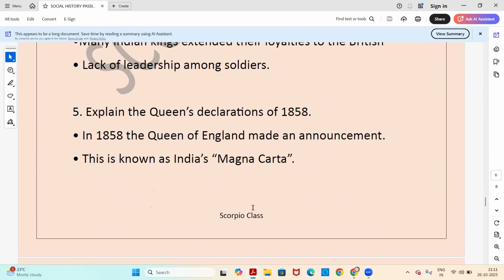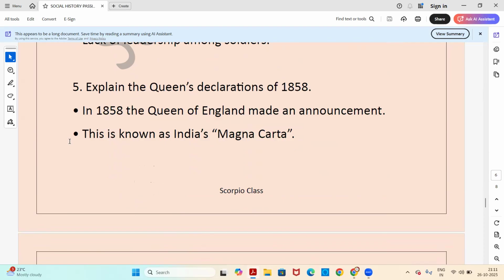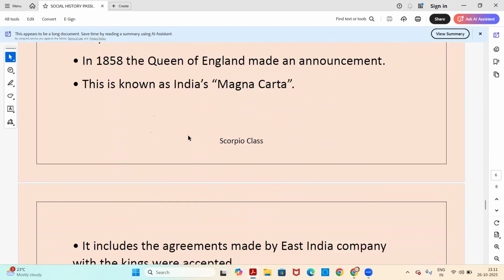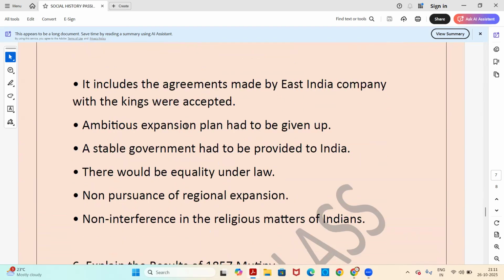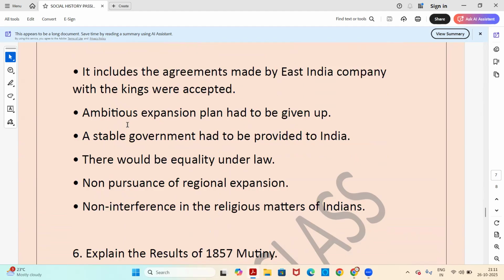Next, explain the Queen's Declaration of 1858. In 1858, the Queen of England made an announcement. This is known as India's Magna Carta. It includes that the agreements made by East India Company with the kings were accepted. Ambitious expansion plan had to be given up. A stable government had to be provided to India. There would be equality under law, non-pursuance of regional expansion, non-interference in the religious matters of Indians.